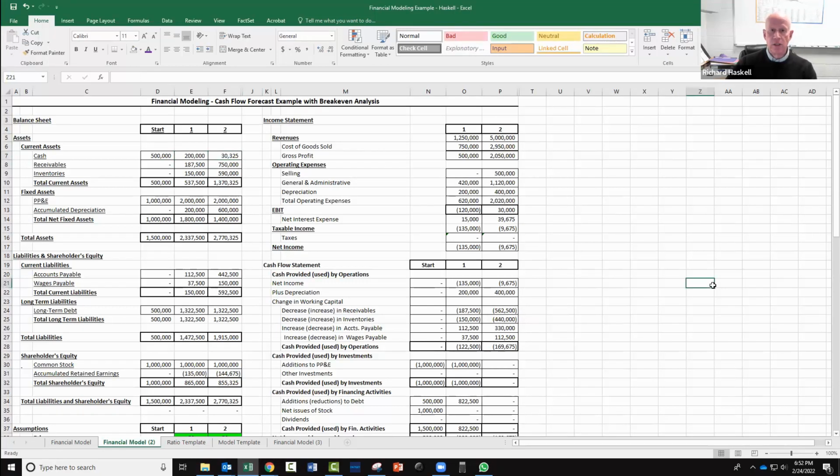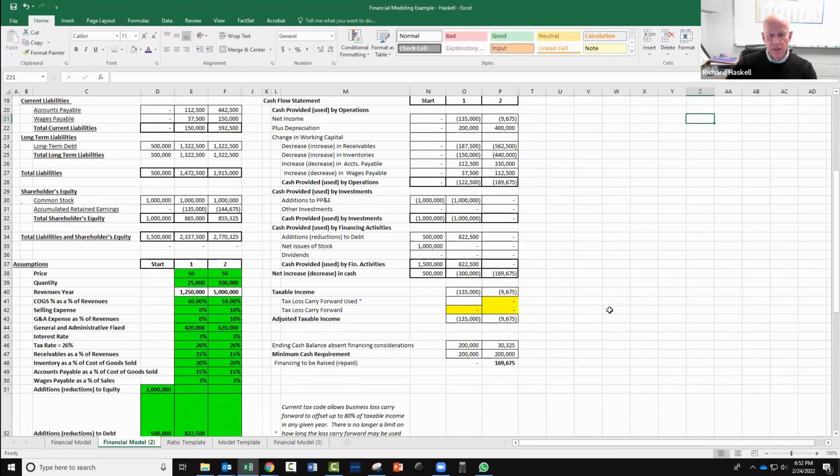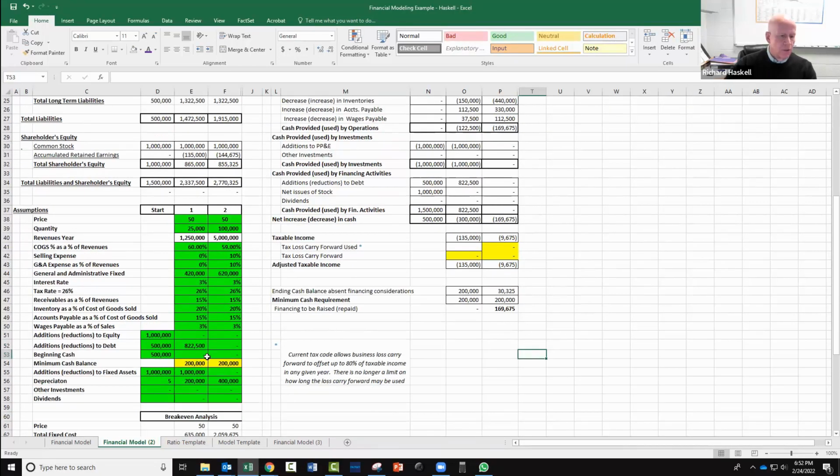Well, let's briefly take a look at the next year, and we won't go through each of these categories again. I just want to take a look at my cash situation and recognize what's going on. So here I see that I have a problem. I end up with a $30,000 cash balance. I say I want to have 200,000. So if I'm going to get that, I'm going to have to go ahead and raise 169,675.